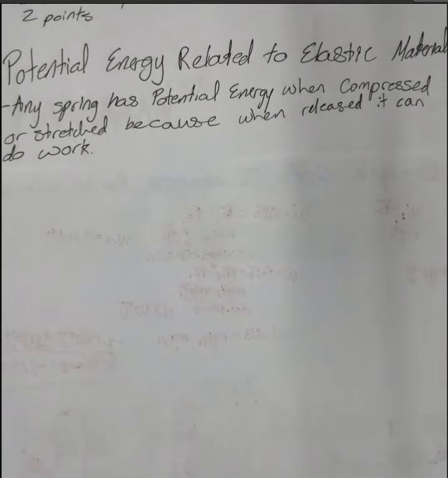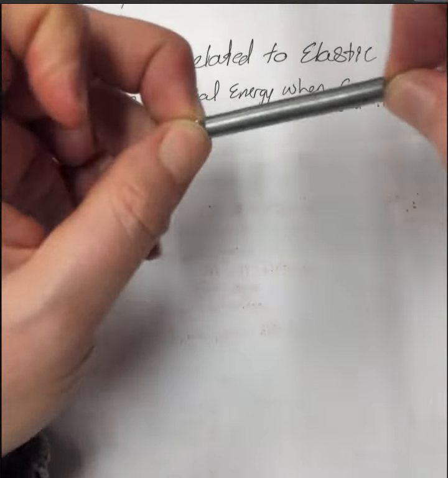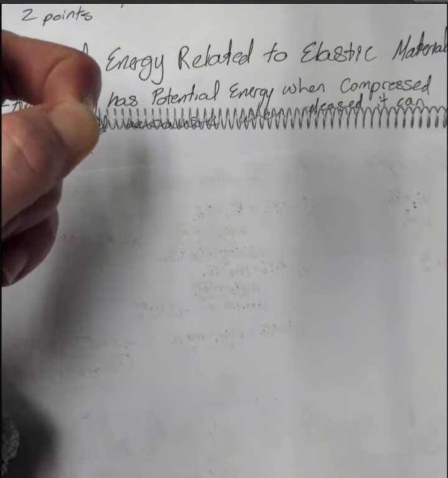Any spring has potential energy when compressed or stretched, because when it's released it can do work. Here I have a spring, a non-compressible spring. If I stretch this spring out, you know that this spring could do work. It could apply a force to my fingers over a distance. That's how much I stretched it out. And that would be the work done by the spring. Ow!